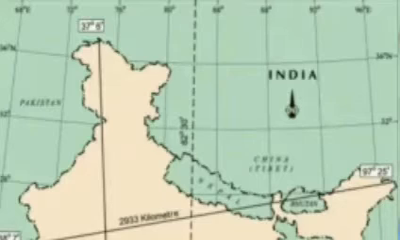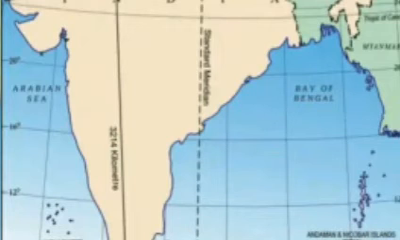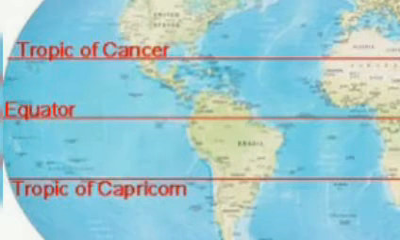Latitudinally, India lies between 8 degrees 4 minutes north and 37 degrees 6 minutes north latitude. The Tropic of Cancer divides the country into two equal halves. Students, listen here. The Tropic of Cancer divides the country into two equal halves.